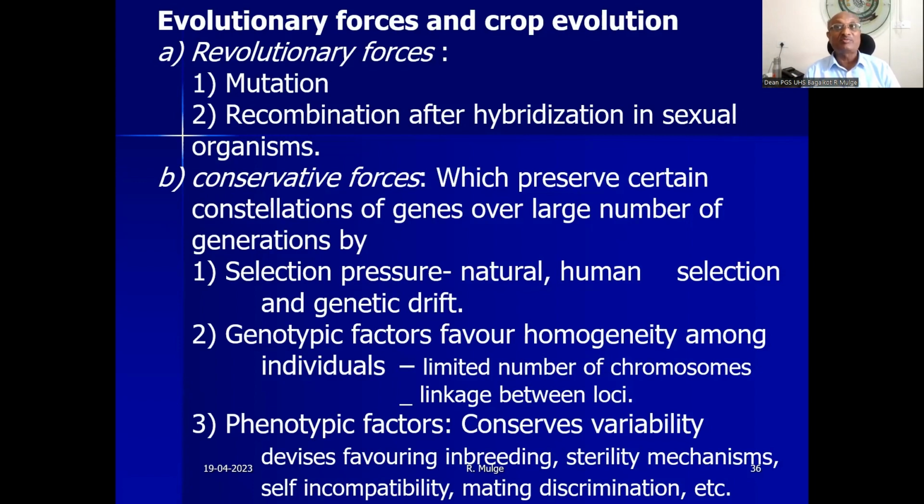Sexual reproduction itself is one of the forces to create variability. If it is homozygous, self-pollinated, it doesn't create variability. The cross-pollinated crops can sustain because of hybridization, natural hybridization, panmixia, open pollination. Then more variation is created, and that will have the answer for this changing environment. It can survive through different types of genotypes. They can have an answer for a change in the environment or selection pressure. So evolutionary forces are mutation and recombination after hybridization in sexual organisms.